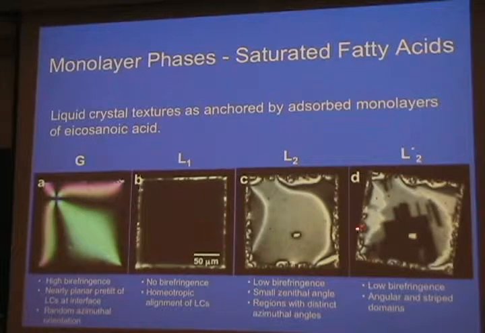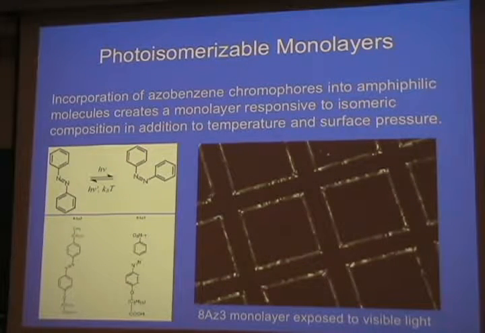And this is just a one component monolayer, and in order to go from one phase to another, one has to change the concentration, or one has to change the temperature. What I'd like to talk about today is if instead of using an ordinary saturated fatty acid surfactant, we use a fatty acid surfactant that has an azobenzene group incorporated into the chain, which allows us to switch between this trans and this cis conformation deliberately by illuminating the sample with different wavelengths of light.